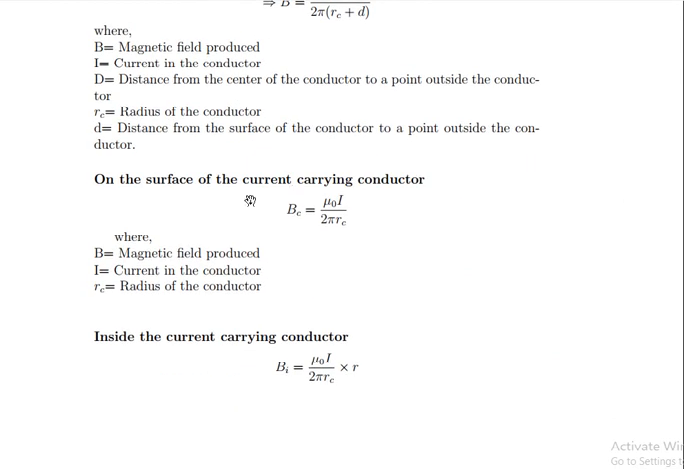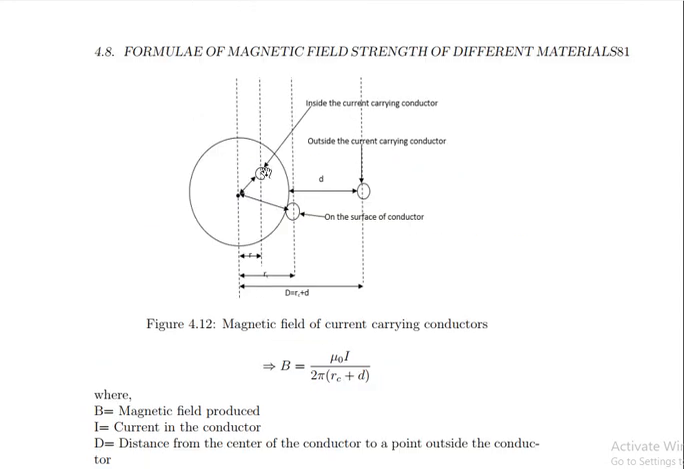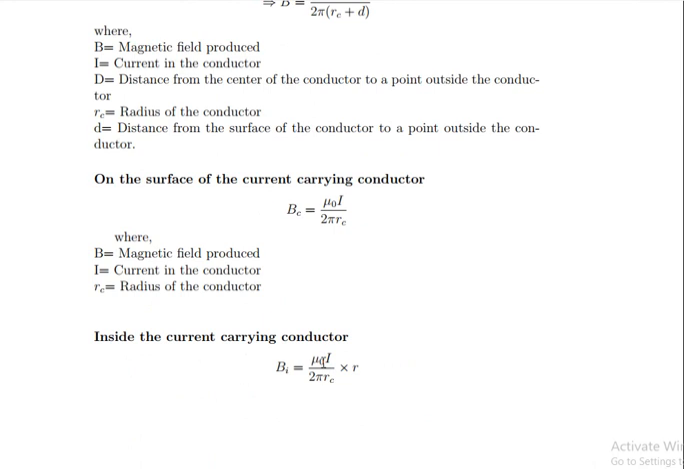So now let's visualize the case where you are inside the current carrying conductor. When you are inside the current carrying conductor, it will be B inside. B inside is equal to mu 0 I over 2 pi RC squared, times R, where RC is a constant, the radius of the conductor, and R is a variable, the distance from the center of the conductor. So these are the different cases. The magnetic field strength inside the current carrying conductor is similar to the gravitational field strength inside the Earth, because both of them are directly proportional to the distance from the center of the object you are measuring with.